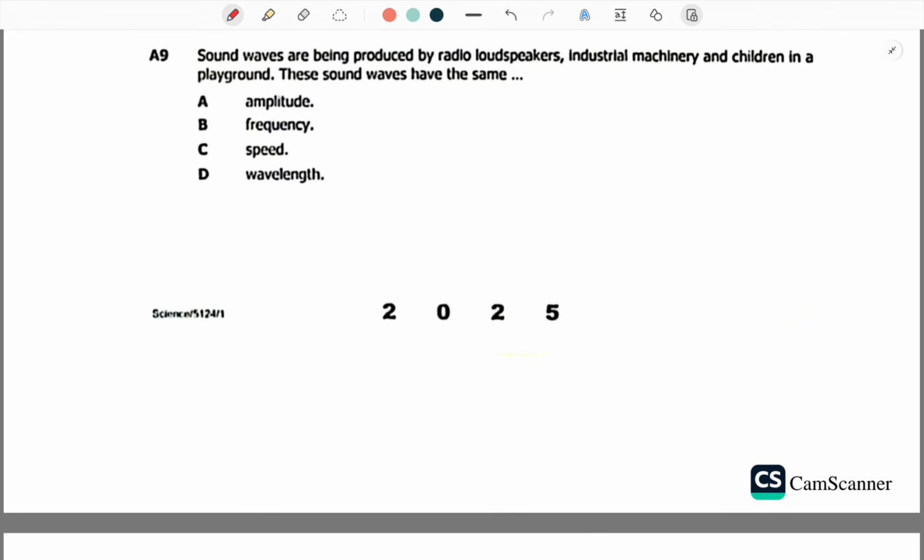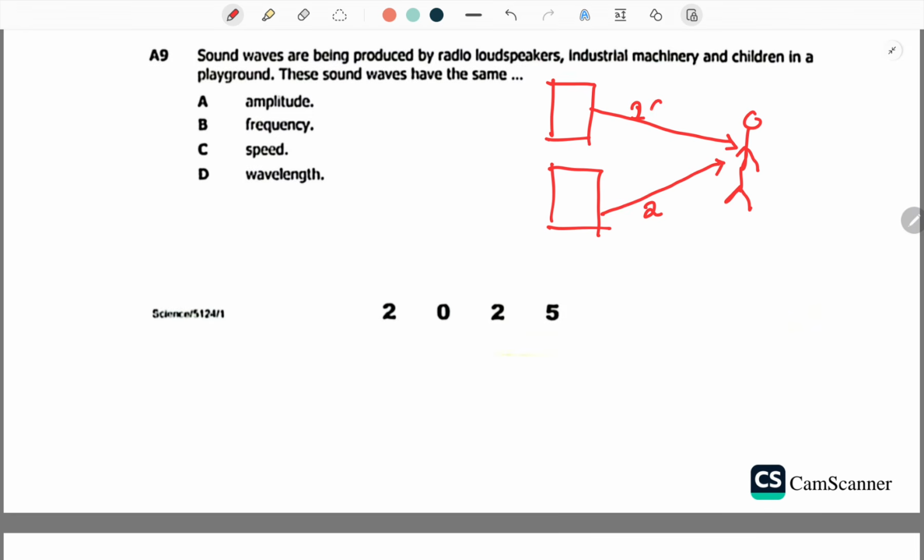Sound waves are being produced by radio loudspeakers, industrial machinery, and children in a playground. These sound waves have the same: A, amplitude; B, frequency; C, speed; D, wavelength. I want you to imagine a scenario where you have 2 speakers. You are standing here. This is speaker 1, and this is speaker 2. This speaker is producing a sound and this speaker is producing another sound.